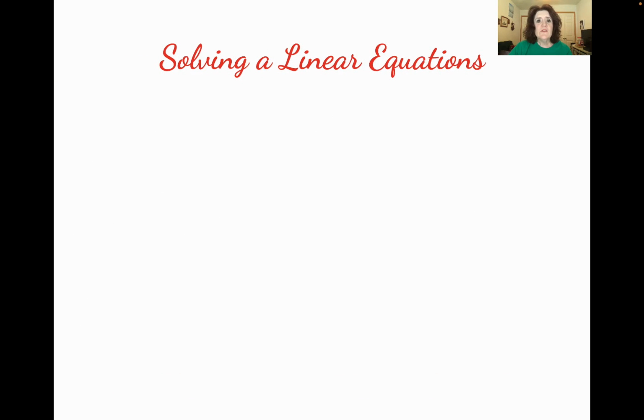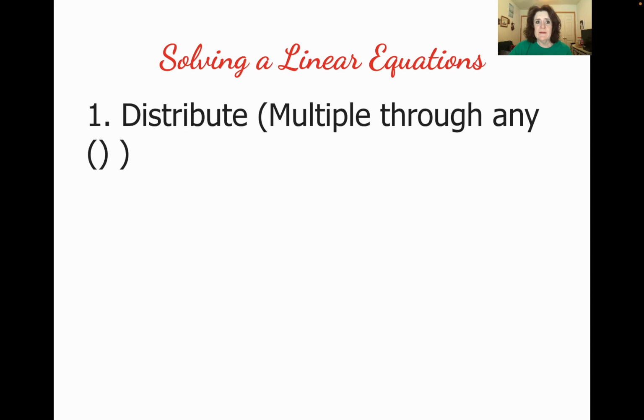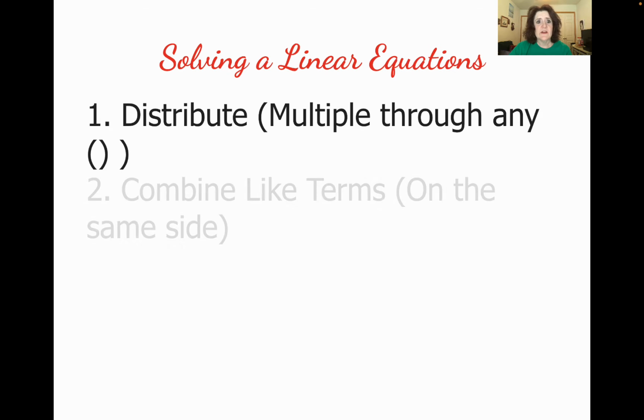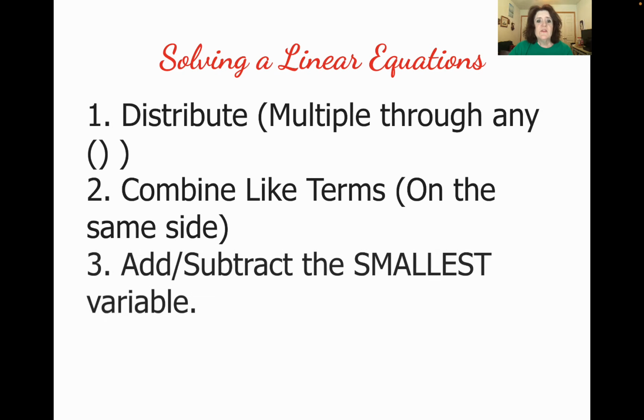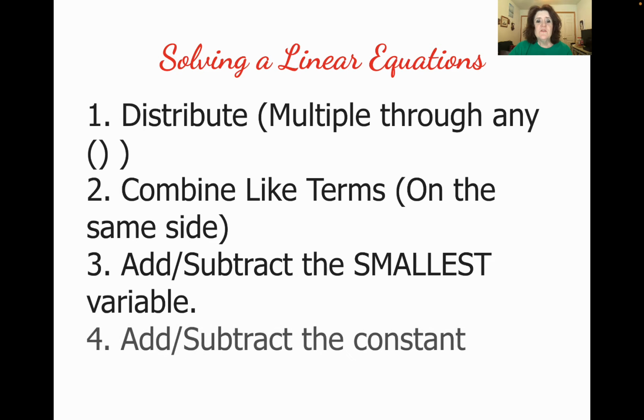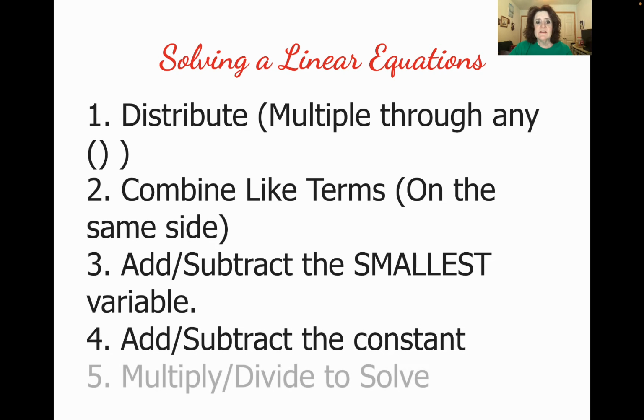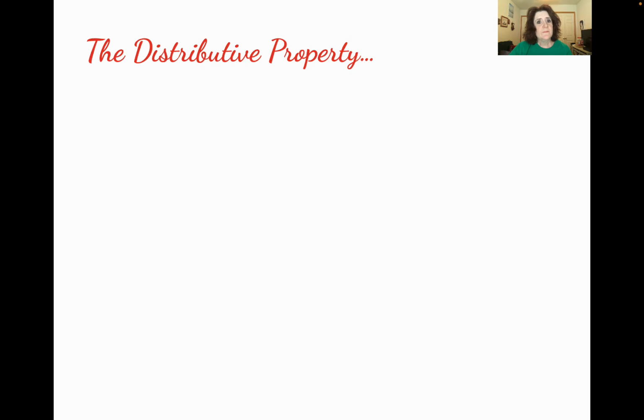So you solve a linear equation by, step 1 is always to distribute. This means to multiply through any parentheses that are there. Step 2 is to combine like terms. This is on the same side only. Step 3 is to add or subtract the smallest variable. Step 4 is to add or subtract the constant. And step 5 is finally multiply or divide to solve.